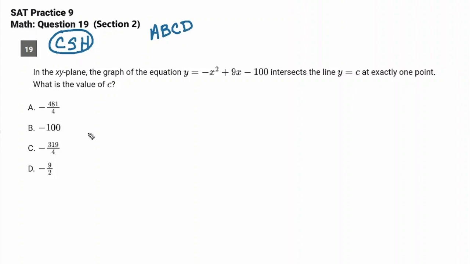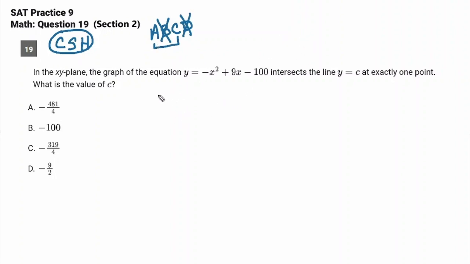Just go to the answer choices, ignore the question, and cross off answer choices that are relatively normal looking based on the answer choices. So what's relatively normal looking here? Obviously negative 100. What else? I think the next one is negative 9 over 2. A and C are really hairy looking, so if you're just going to guess, guess between A and C. But let's do the problem.